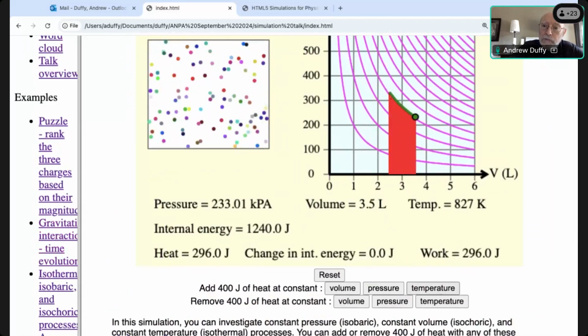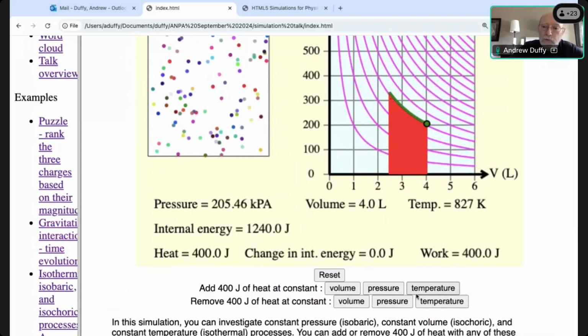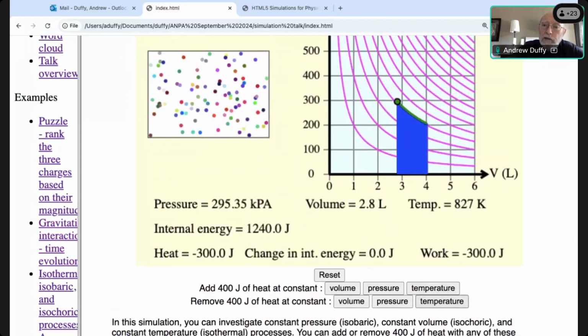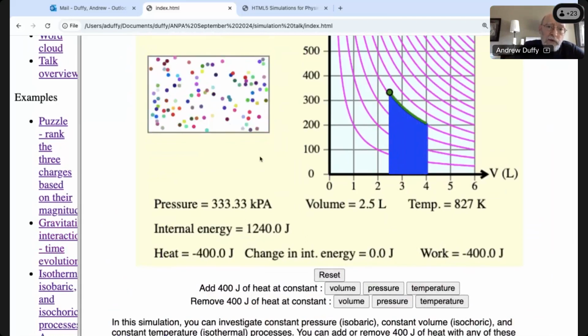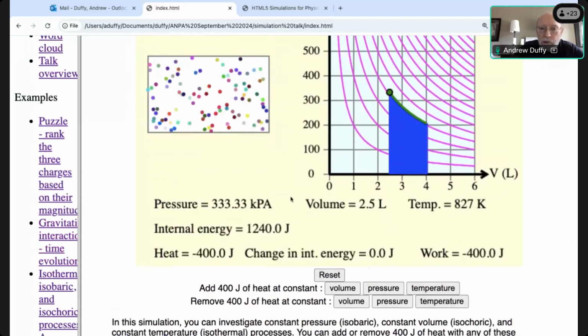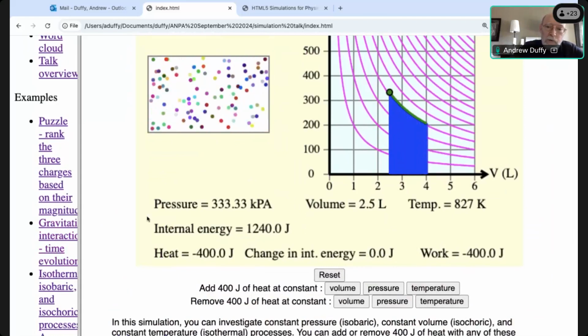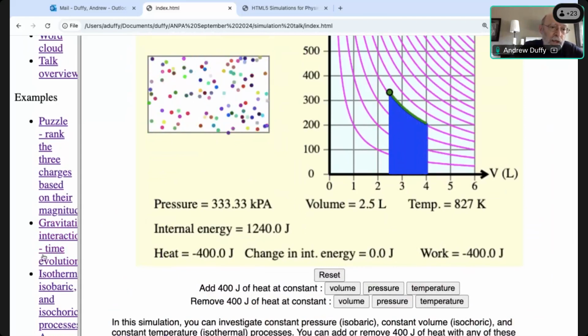Here's the constant temperature. You can remove heat if you want. If we just click this one, we'll go exactly back up the way we came, et cetera. And you can see what the particles in the box are doing. The volume goes up, or they move around more energetically as the temperature goes up, things like that.